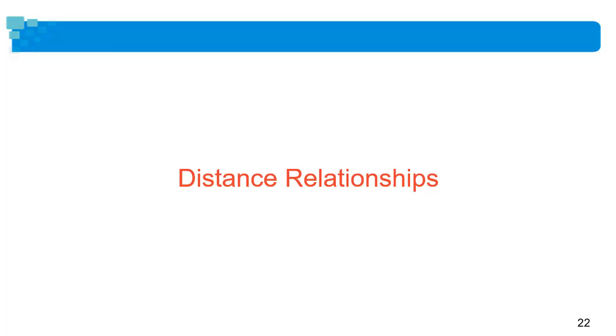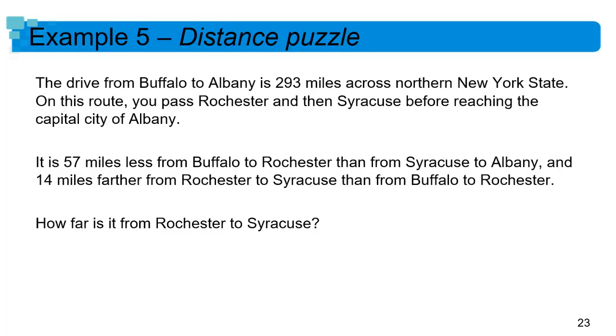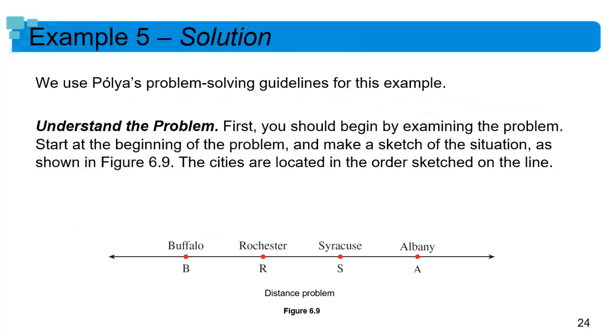Okay, how about distance relationships? Well, anytime you have a question that involves distance, something like this, a lot of information, you got total distances between two things, and you got a bunch of cities en route, and they tell you there's some relationships between some of them, and then how far is it from Rochester to Syracuse? Well, draw a picture. And by a picture, just draw a line and label your cities in order.